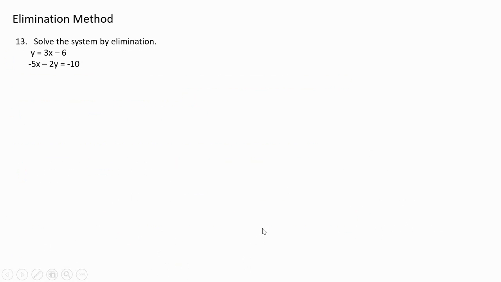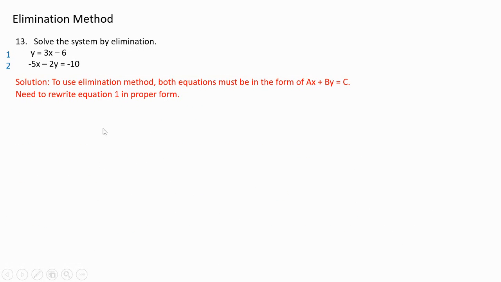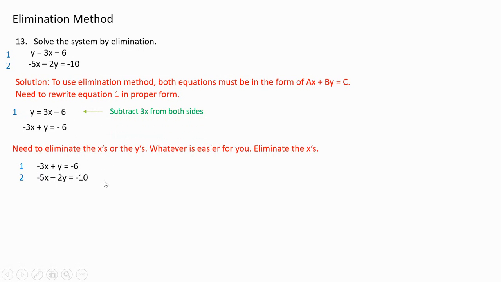Now I'm going to work the very same problem again, but now instead of eliminating the y's, I'm going to eliminate the x's. Just so you know, it's the same thing. We get the same values. That's what we did in the previous slide. So equation 1 must be in proper form. Here's the difference from the last slide. On the previous slide, we eliminated the y's. But if we want to eliminate the x's, we need to multiply the first equation by negative 5 and the second equation by 3.